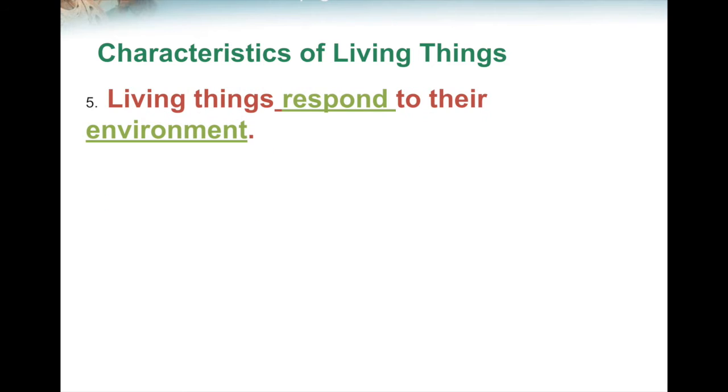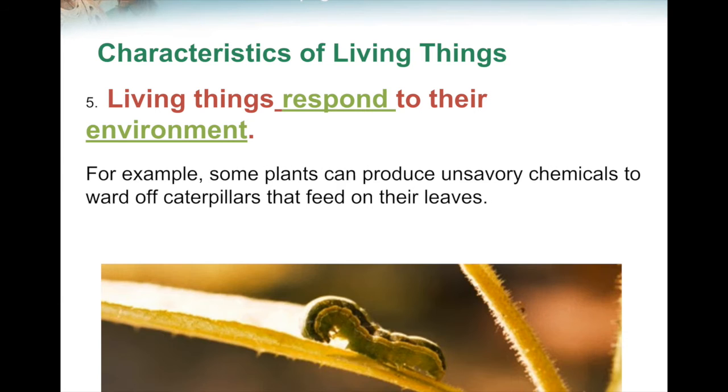The 5th characteristic is living things respond to their environment. So what does that mean? That means if something is going on around us or around the living thing, they're going to react to it. An example of this would be with plants and caterpillars.